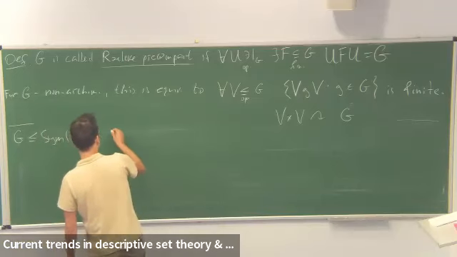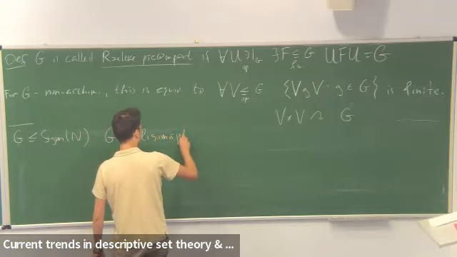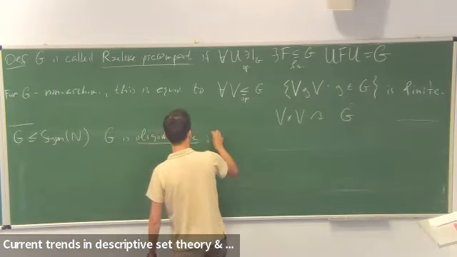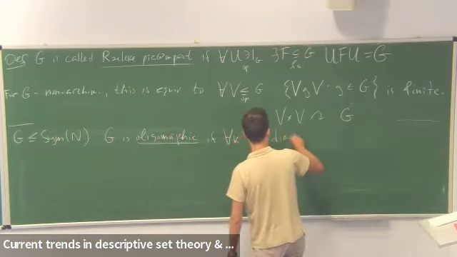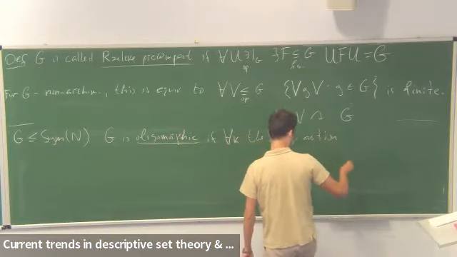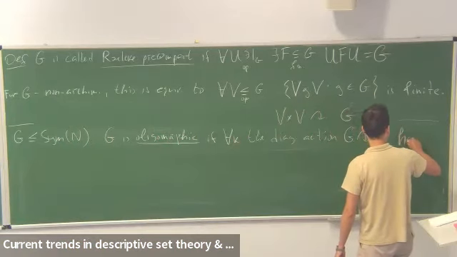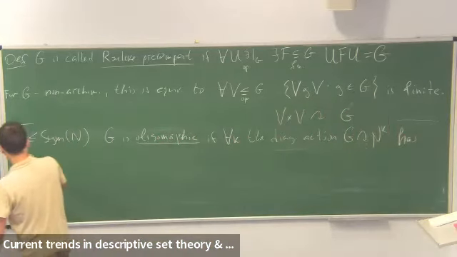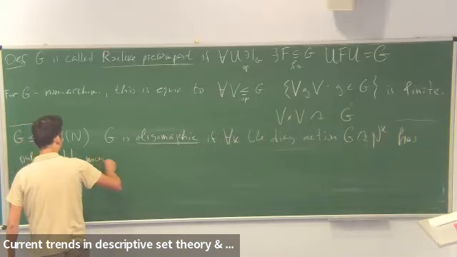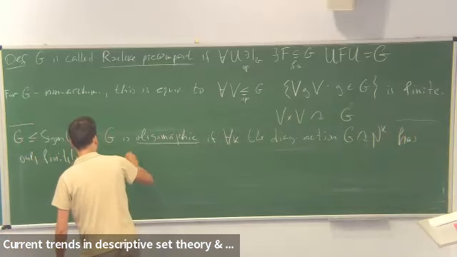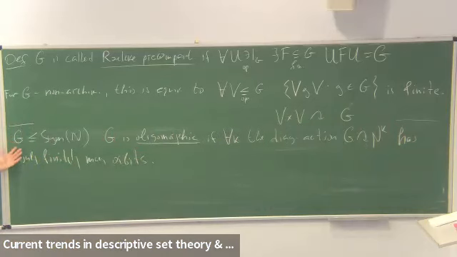We say that G is oligomorphic if for every k, the diagonal action of G on the k-th power has only finitely many orbits. In some sense, it tells you that G is big inside here.